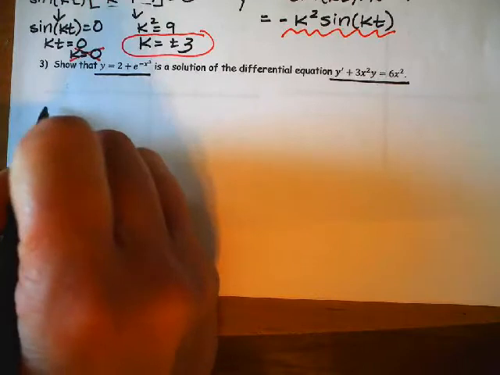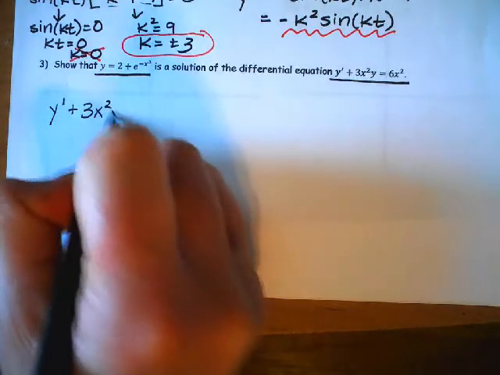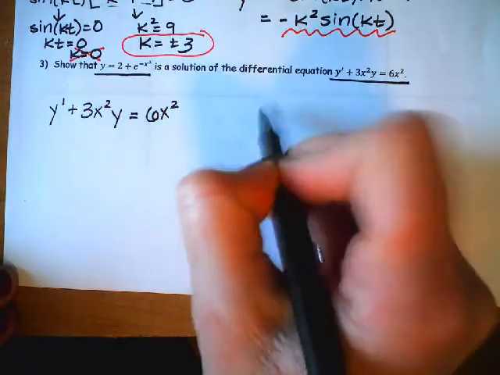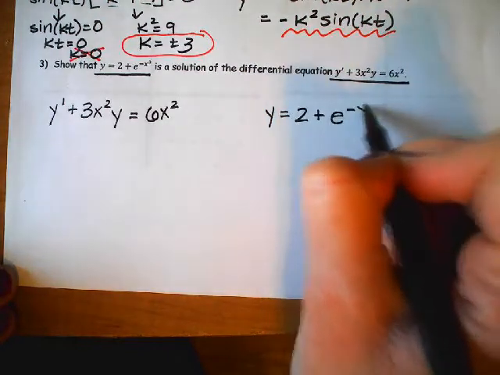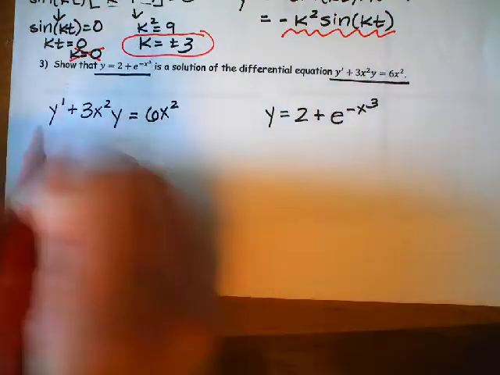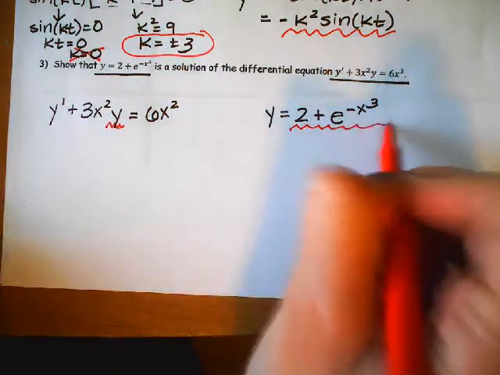I'm going to write my differential equation over here. y prime plus 3x squared y is equal to 6x squared. And then I'm going to write my function over here that I'm trying to prove. Just like before, I have y in my differential equation. I'm going to replace it with this y.